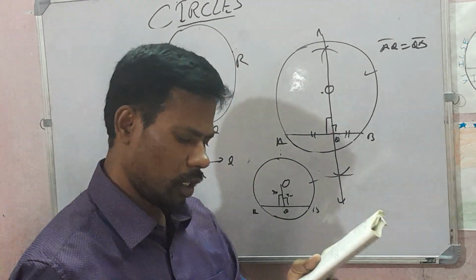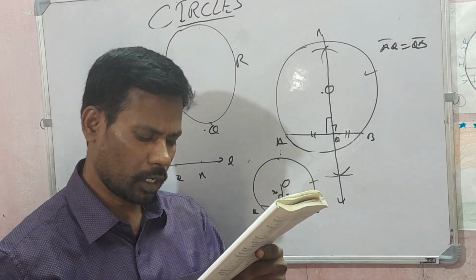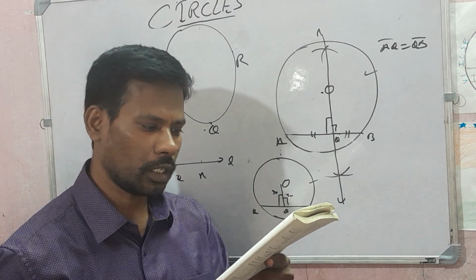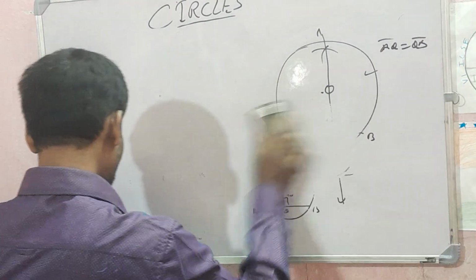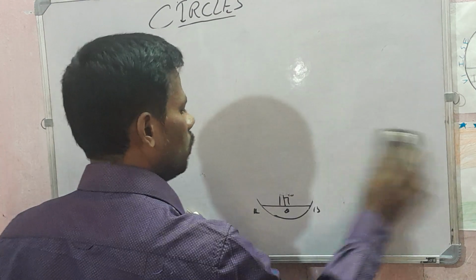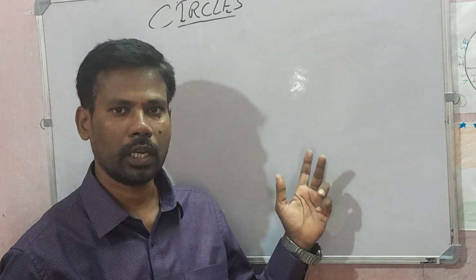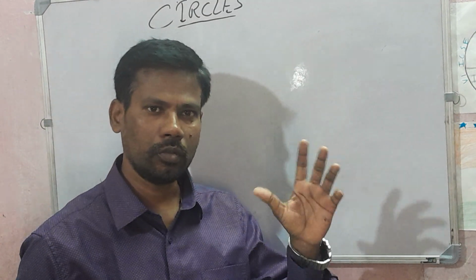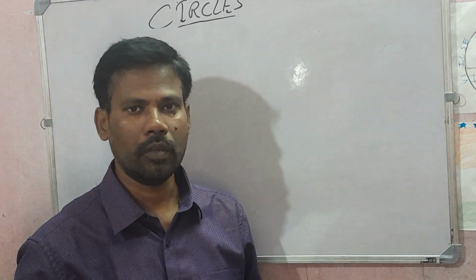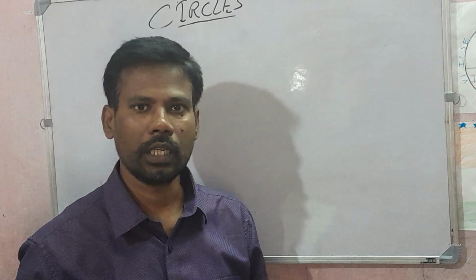Chords of congruent circles which are equidistant from the corresponding centers are equal. What is the meaning of this? So this is a brief introduction about circles and all the theorems. Whatever I told, you have to take a graph sheet or plain paper and do experiments by yourself. Then only you will understand. Otherwise, just by listening to this, you will not understand anything.